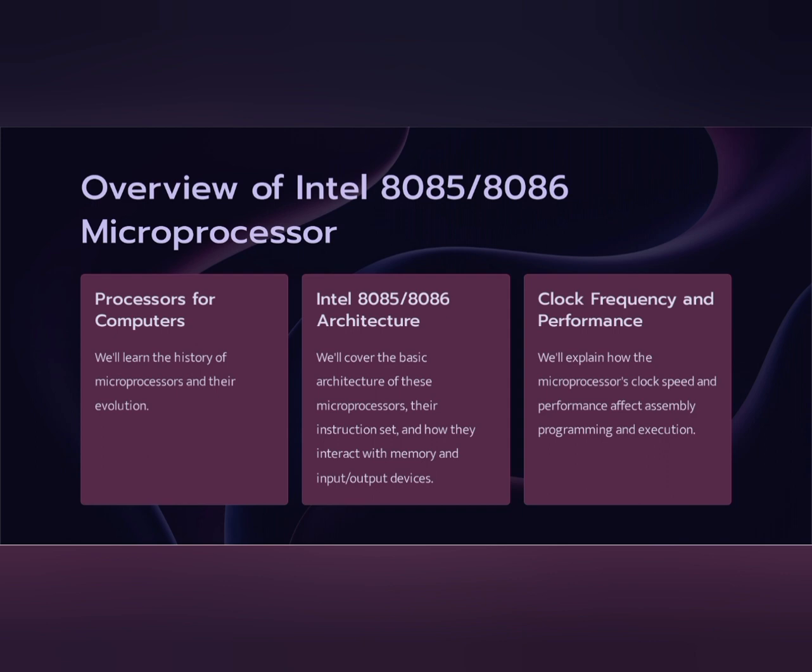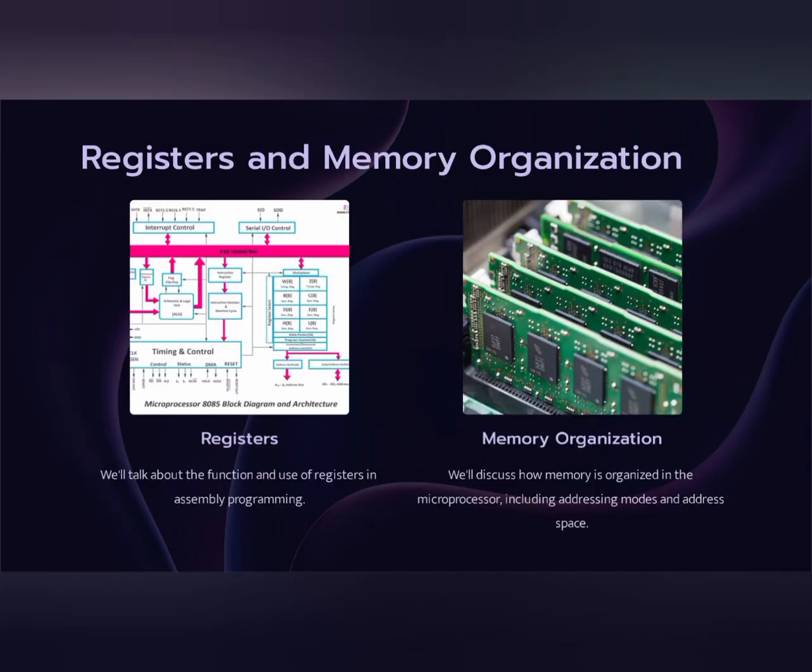Now moving further, registers and memory are the essential components of assembly language programming. Registers provide temporary storage within the processor while the memory serves as the primary storage medium. By effectively utilizing registers and managing memory, programmers can develop efficient and powerful assembly language programs.